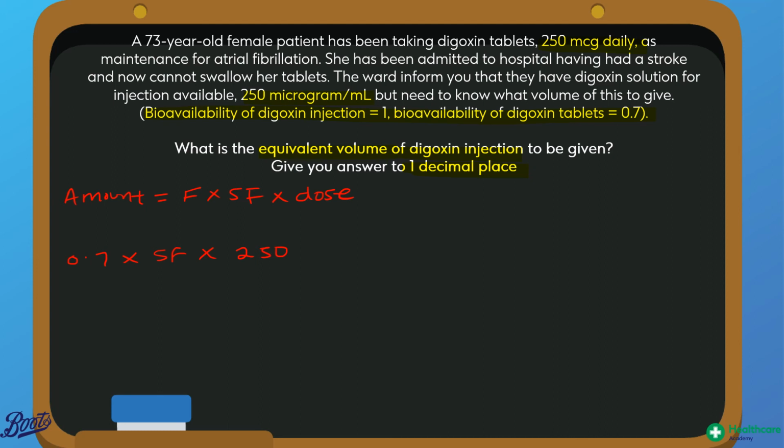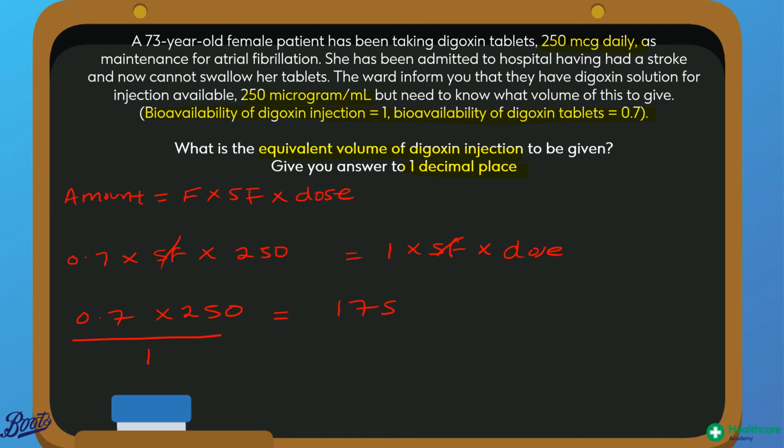And if we swap it over to the injection, that gives us a bioavailability of 1 multiplied by the salt fraction and multiplied by the dose of the injection. We're going to rearrange this equation so that we can remove the salt fraction from both sides, so that overall the dose is going to equal 0.7 multiplied by 250 micrograms divided by 1. This gives us an answer of 175 micrograms.